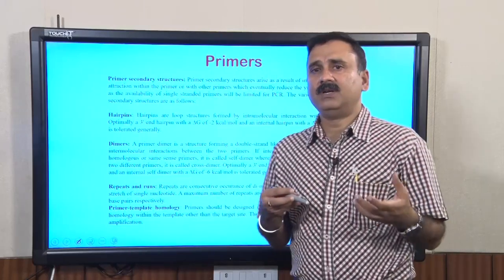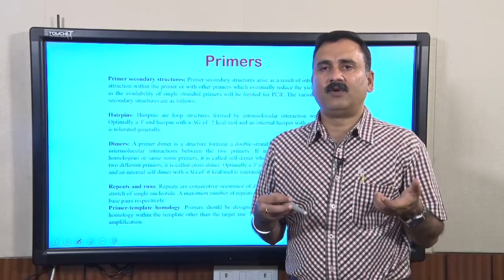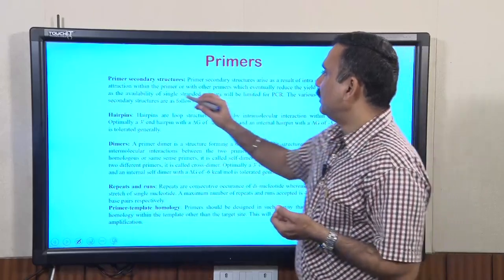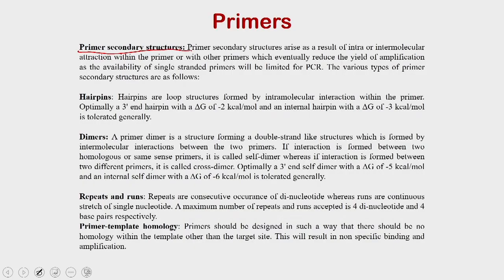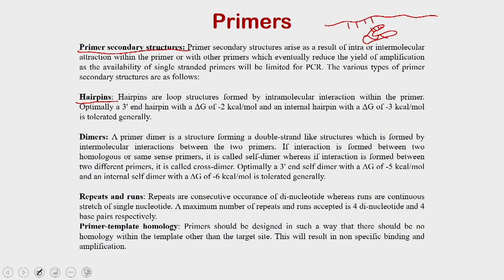When you design a primer, you are going to encounter many problems, such as the formation of secondary structures. You know that a primer is single stranded DNA, or an oligonucleotide. These single stranded oligonucleotides can form different types of secondary structures because of the complementarity between the different nucleotides you are using to synthesize the oligonucleotide. One of the classical secondary structures you will see is called the hairpin.